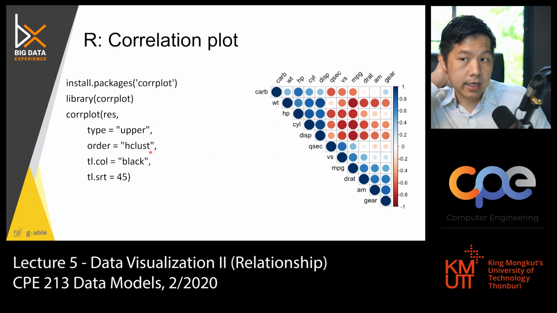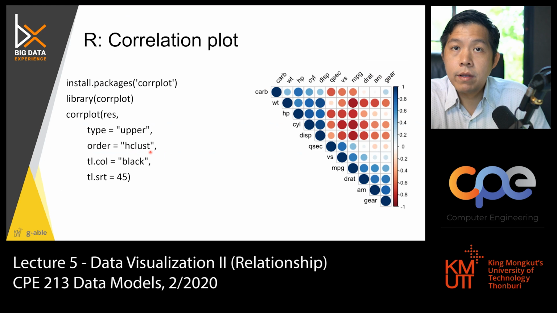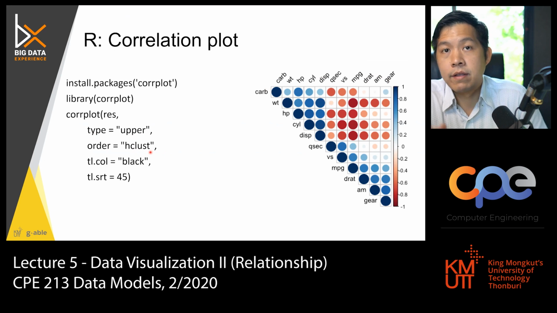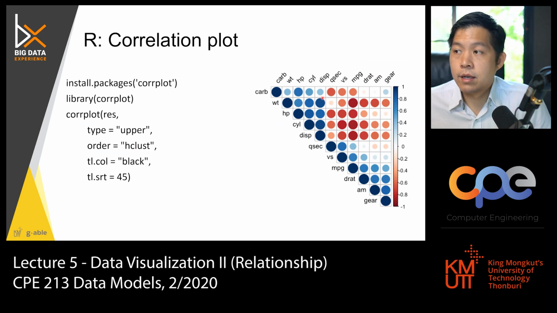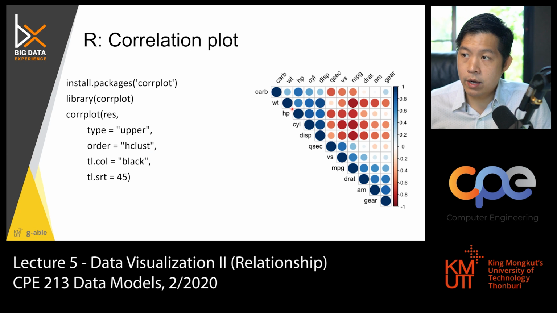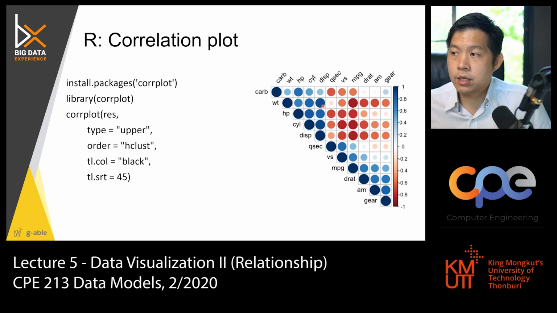Hierarchical clustering is a technique that you can use to group the data, group the columns together if they have a high value of correlation, if they are similar. So they will be grouped together here. That's why you see the red and the blue gather together. So for this one, I will know that these are the groups that are positively correlated with one another. These are the groups that are negatively correlated with one another.